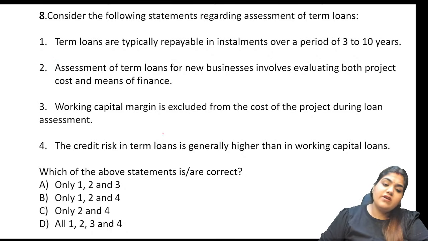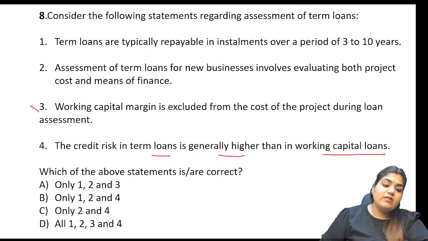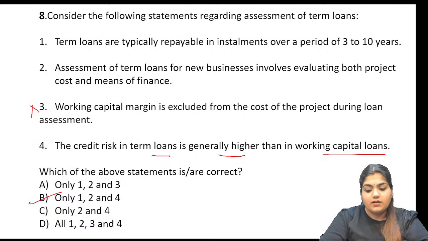Statement number 4: the credit risk in a term loan is generally higher than in a working capital loan. Yes, it is. Except statement number 3, everything is correct. B is the correct answer.